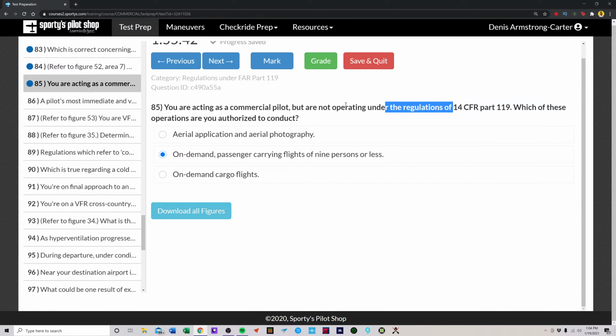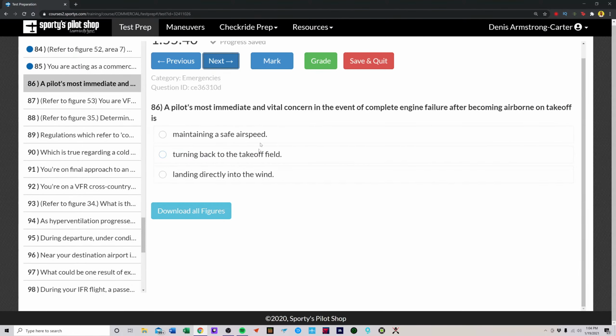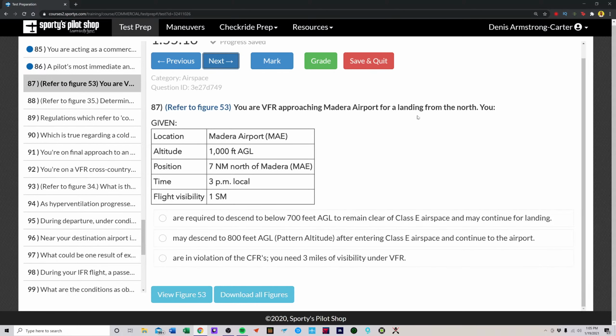I'm pretty sure. A pilot's most immediate and vital concern in the event of a complete engine failure is... turn back to maintain safe airspeed. Then you want to turn. You first want to get best glide, best field.